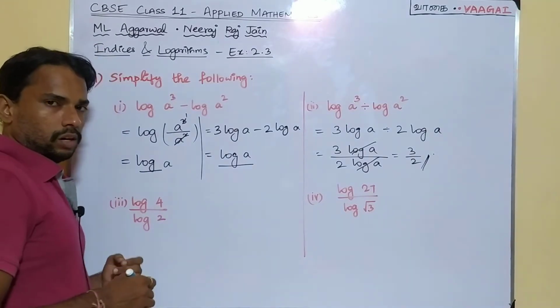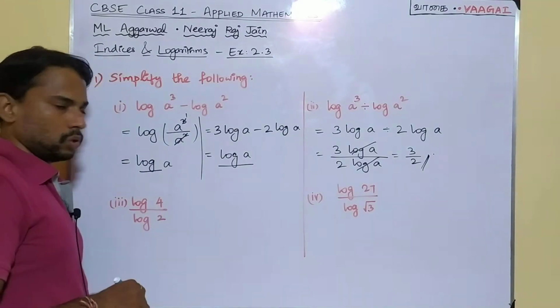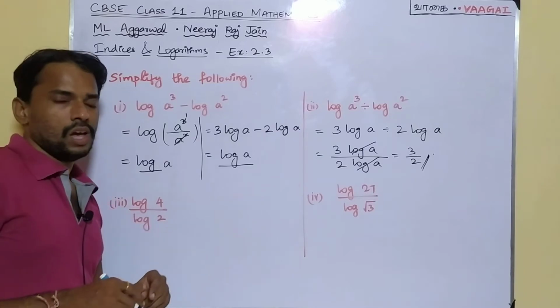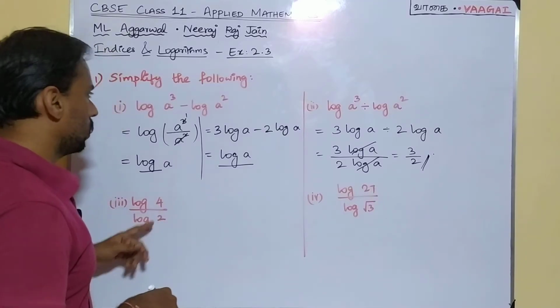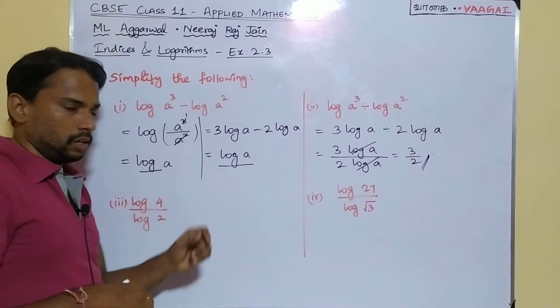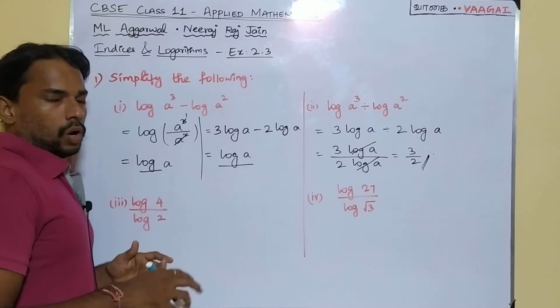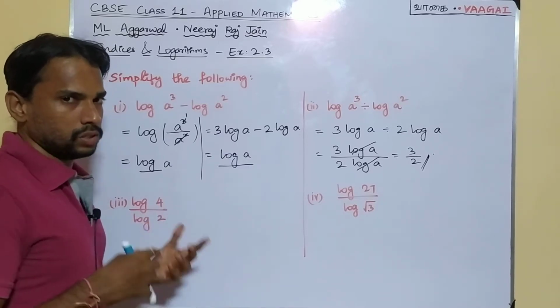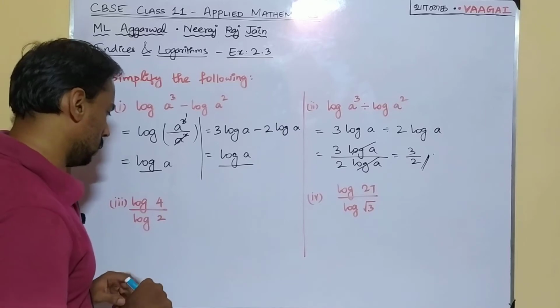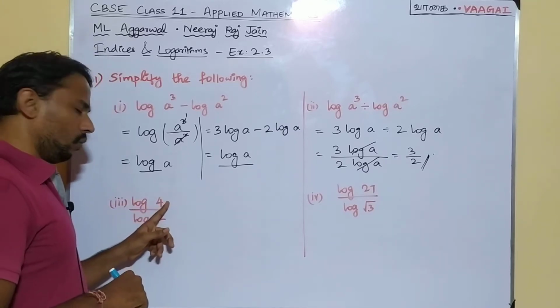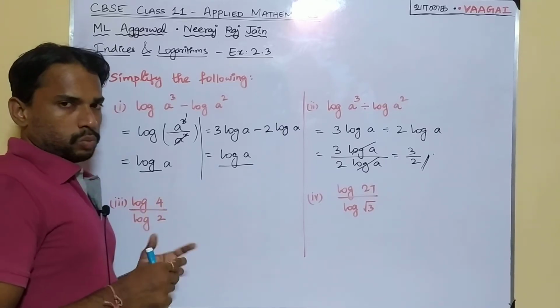Now coming to the third subdivision, okay. Here we have numbers, okay. Third one and fourth one, if you see, we have got numbers. So here we got some a square algebra terms, but here we have numbers, right? So how can you simplify these kinds of number-based calculations? That also we will see now. So here we have log 4 divided by log 2. This is what we have, right?